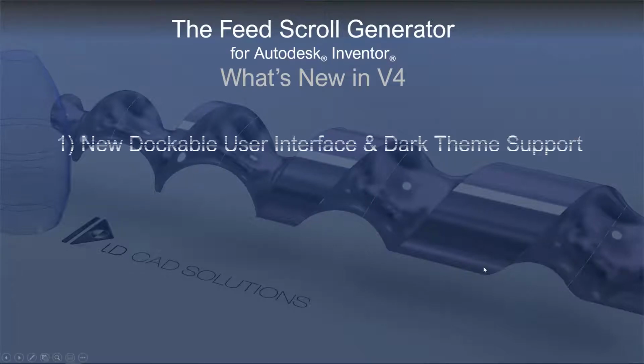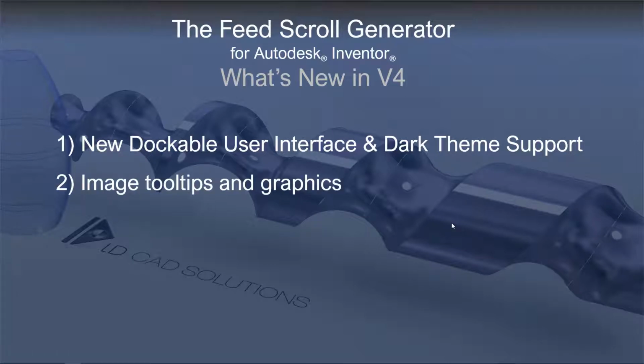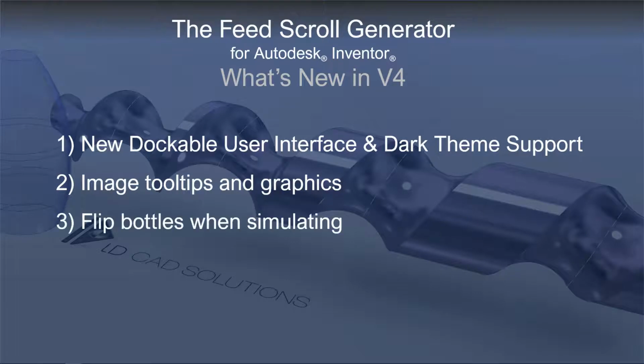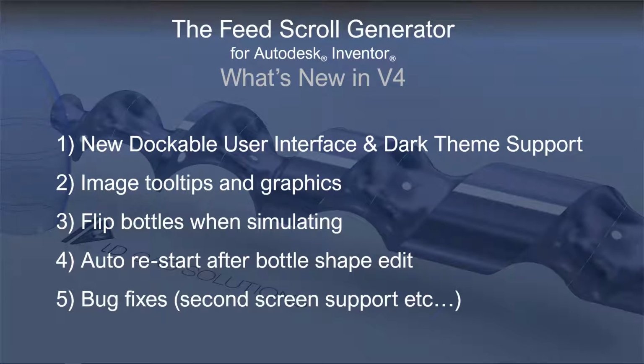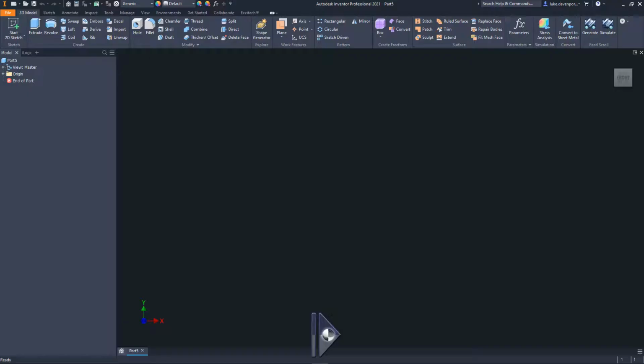So, looking at what we'll be covering, the main item is a new dockable form to input your shaft specification and also support for the dark theme in Inventor 2021. We've also added a complete set of images to explain what each of the input items is in the form and some graphics, which I'll show you in a moment. We can now flip the bottles when we're simulating if you want the bottles to be on the reverse side of the shaft. And for convenience, we auto restart the form if you edit the bottle shape. We've also got some bug fixes, useful things like support for second monitor. So let's head over into Inventor and take a look firsthand.